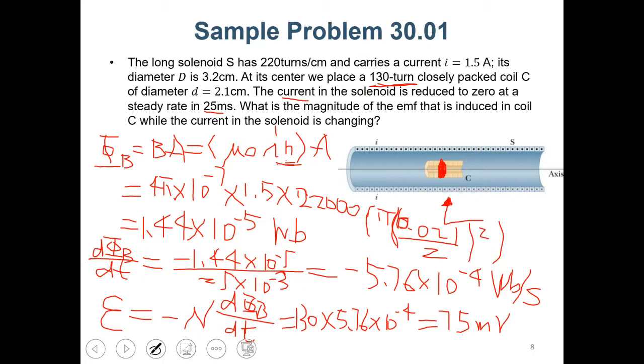So actually the induced electromotive force is quite small. It's quite small, 75 millivolt. So if we really need to use this to generate power, we need to change the field very fast, or we need to increase the N, the number of turns.